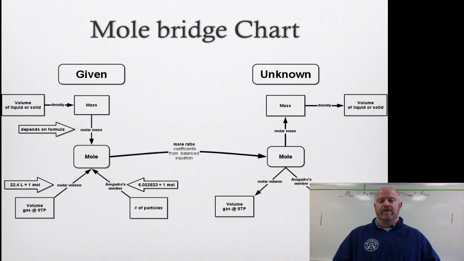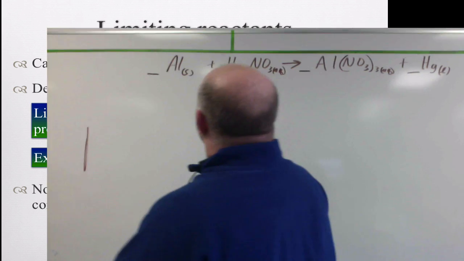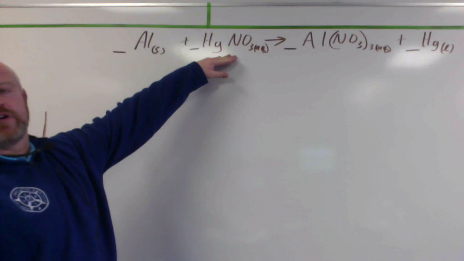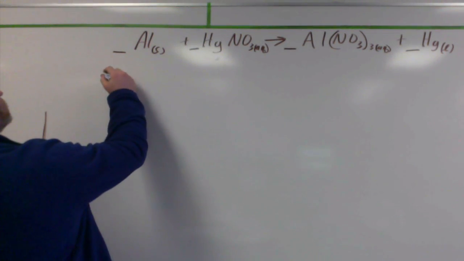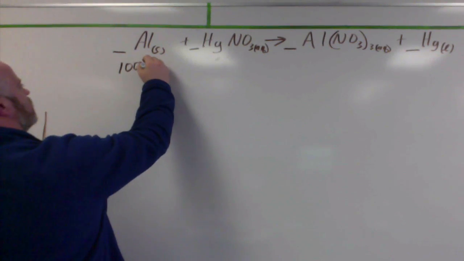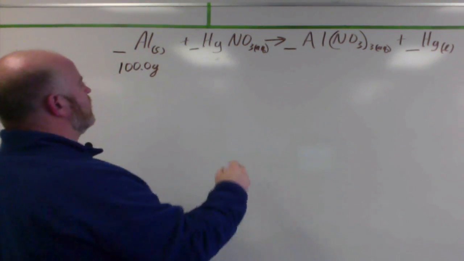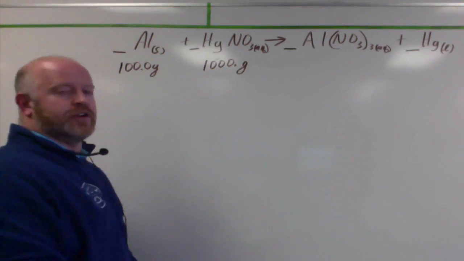Now the next step that we're going to take is what happens if we have a reaction where we know the values of two different starting points. For example, what would happen if we had aluminum reacting with mercury nitrate and I had, let's say, 100 grams of aluminum and I mixed that with a solution that contained 1,000 grams of mercury nitrate.